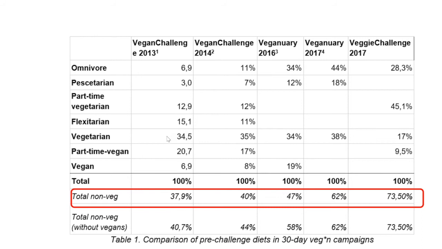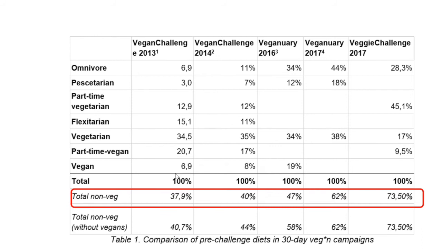43% of subscribers were already vegetarian when they started taking part in the challenge. In 2014, it was also 35%. And there were actually also a lot of part-time vegans or vegans subscribing. I guess they just wanted to get the recipes in their inbox.